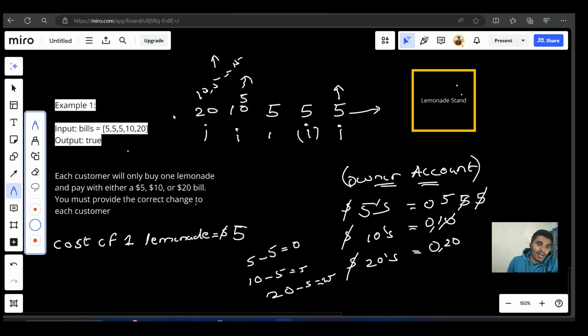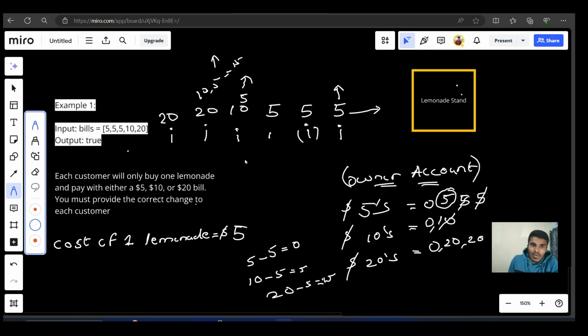For example, let's take 20 here. Now think we are at this customer. This customer also paid 20 rupees, and the cost is 5. So we have to pay 15 rupees in return to this customer. But check here, we only have 5 rupees change. We don't have change. So here we return false. That means we are not providing the correct change to each customer. That is the intention of this question.